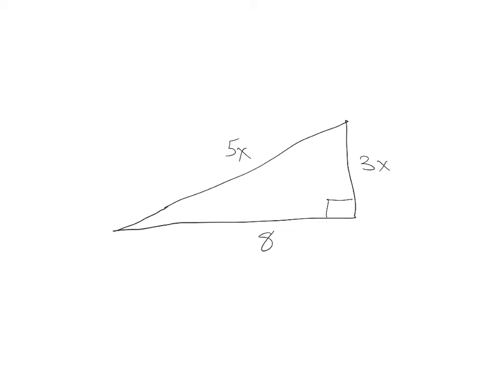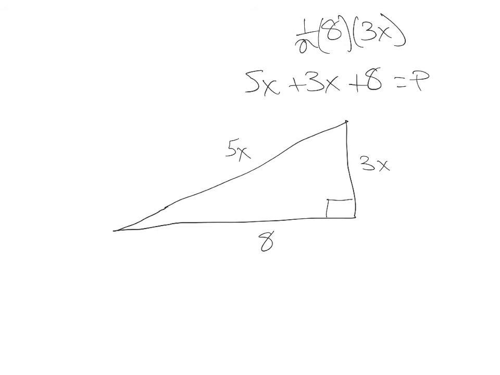Well, remember, the area of a triangle is 1/2 the base times the height. Okay? And the perimeter of this figure would be all of the sides added together. The problem here is we have too many variables, right? We know the base is 8, and we know the height is 3x. We can't deal with an equation that has x and area, or x and perimeter, right? There's too many variables, so we need another equation.